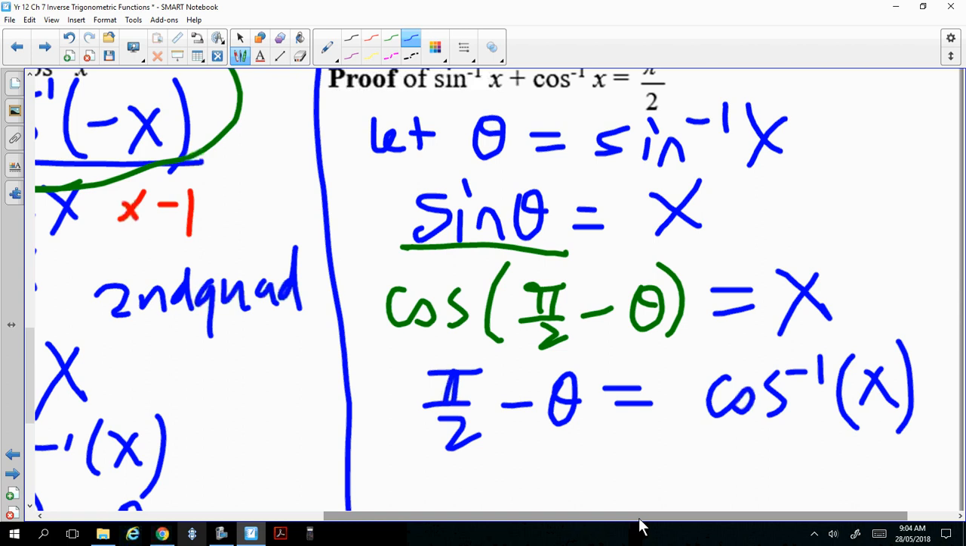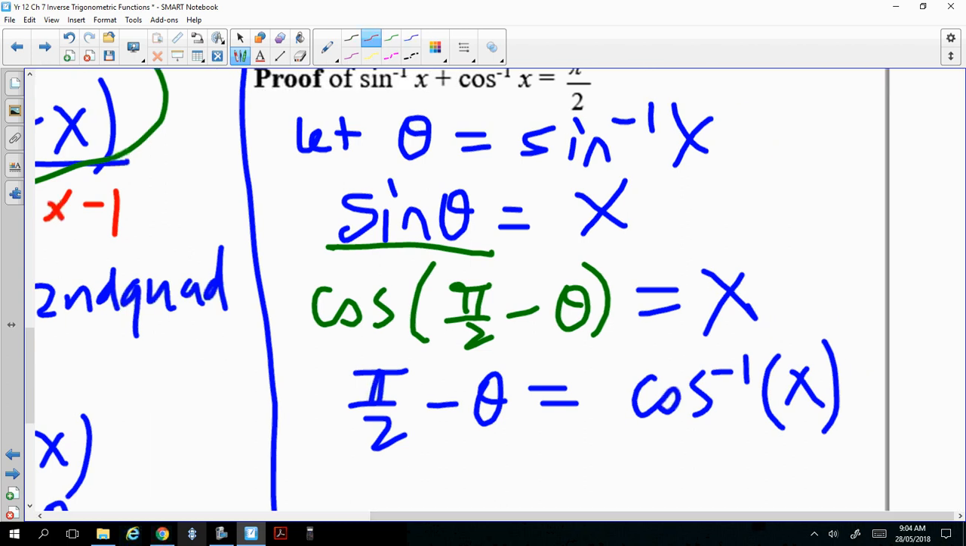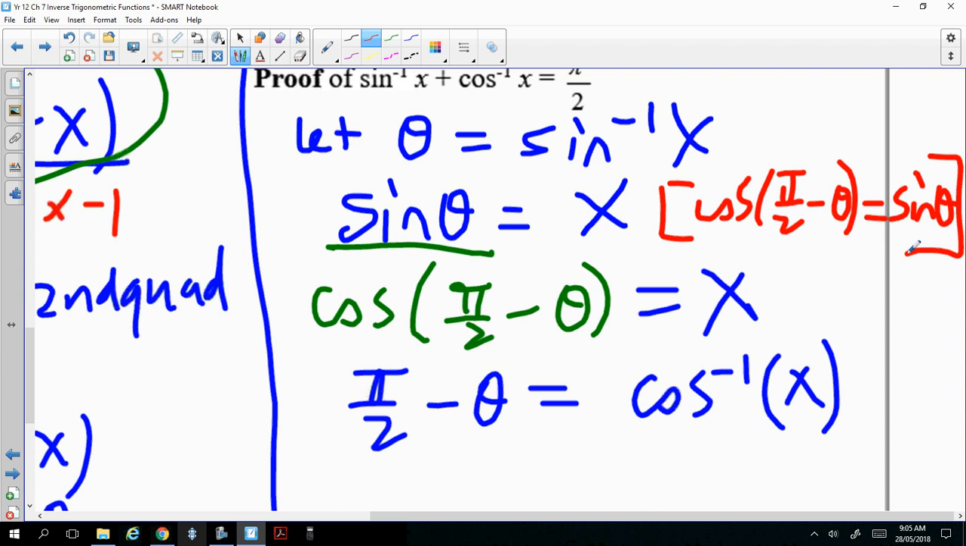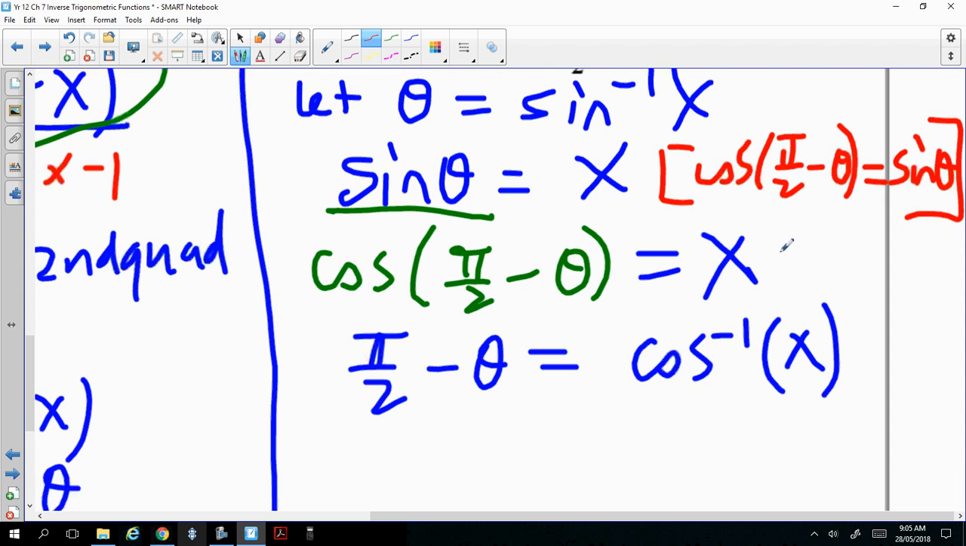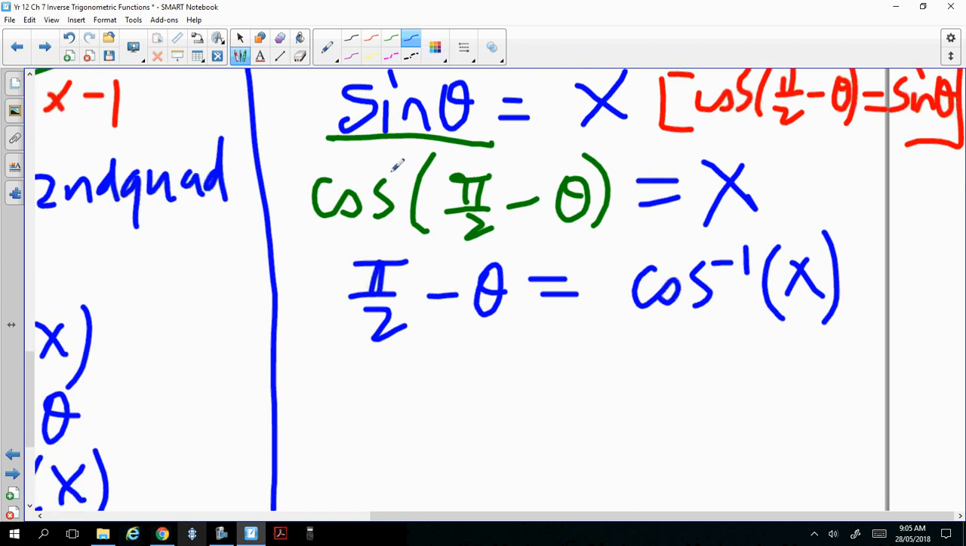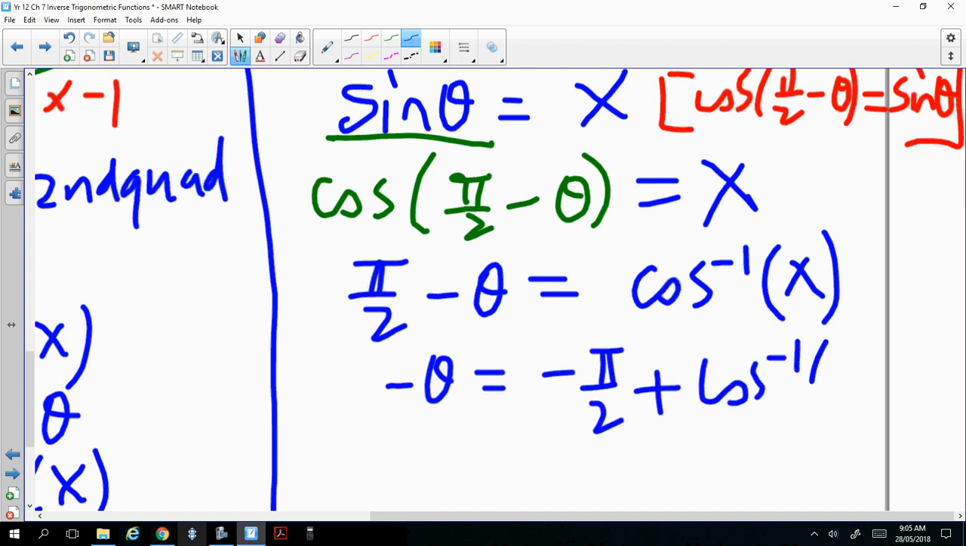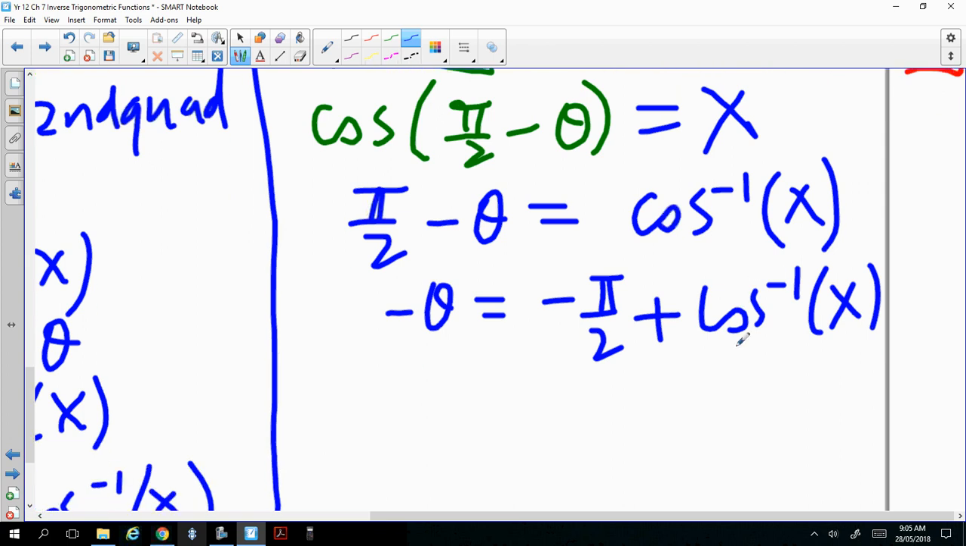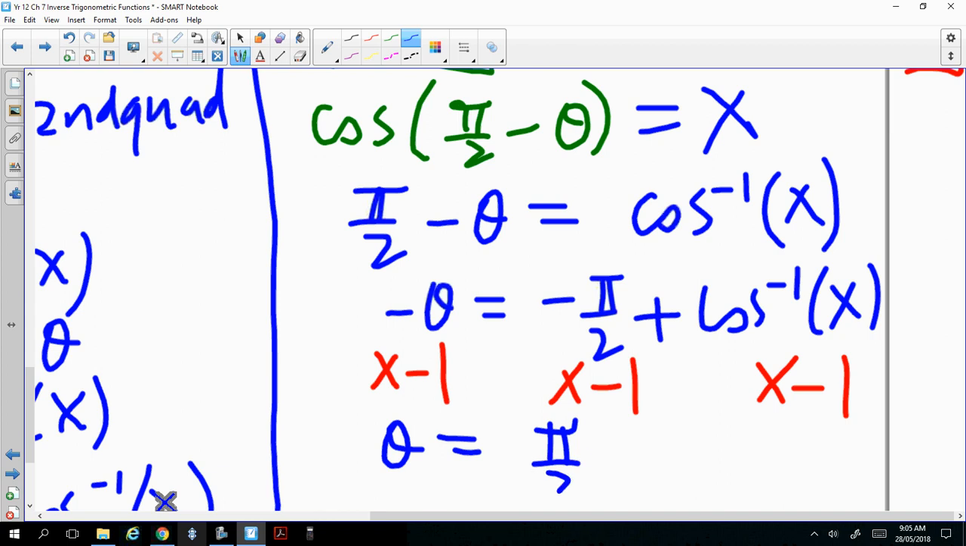So basically, I just use the fact that cos of pi on 2 minus theta equal to sine theta. Okay? And then you continue with this process, so you write minus theta equal to negative pi on 2 plus cos inverse of x, and then you times both sides by -1, and then you get theta equal to pi on 2 minus cos inverse of x.